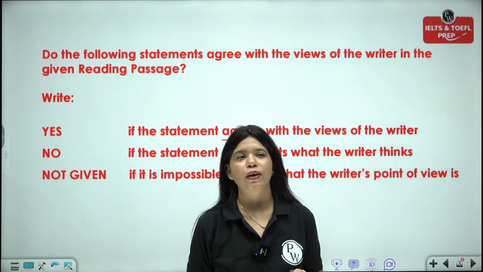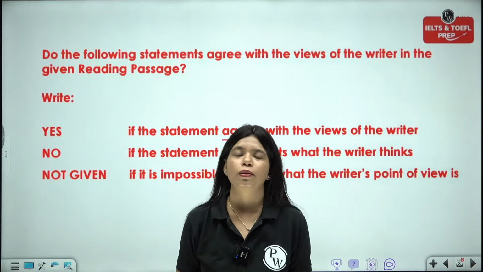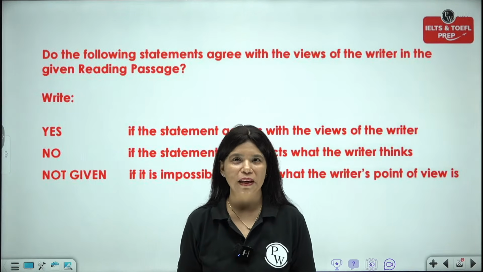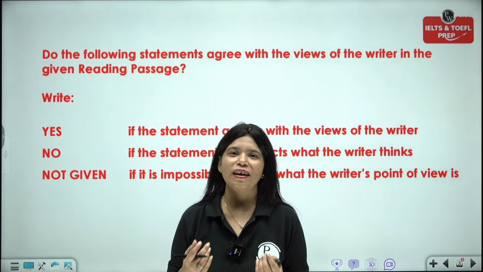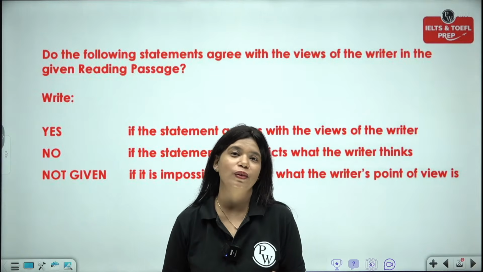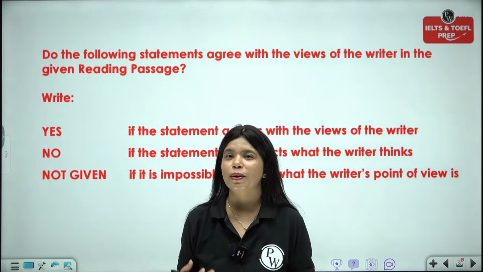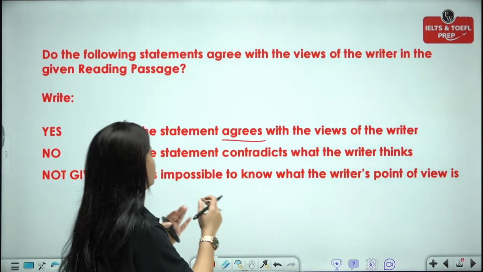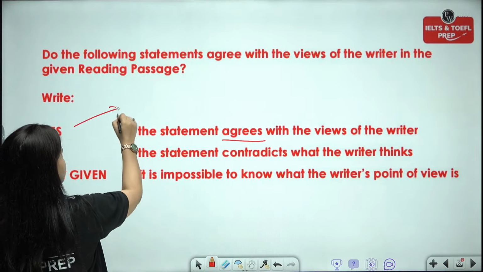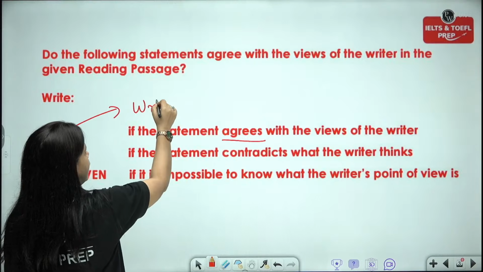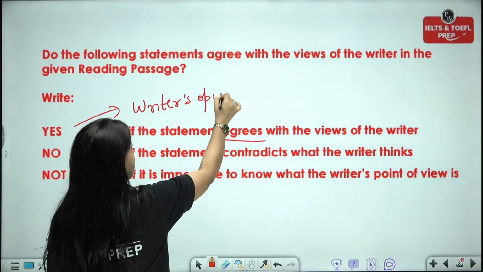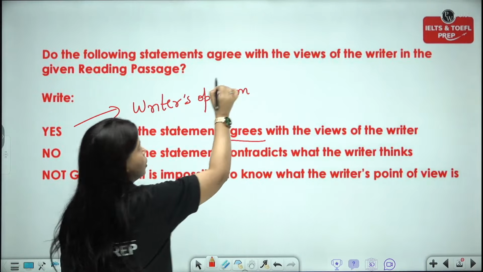For example, if I say that New Delhi is the capital city of India, is that a fact or is that my opinion? That's a fact, right? But if I say that Delhi is a beautiful city, now is that a fact or is that my opinion? That's my opinion. So true, false, not given is based on facts, whereas yes, no, not given is based on the writer's opinion, which is mentioned in the text, in the passage. Number one.